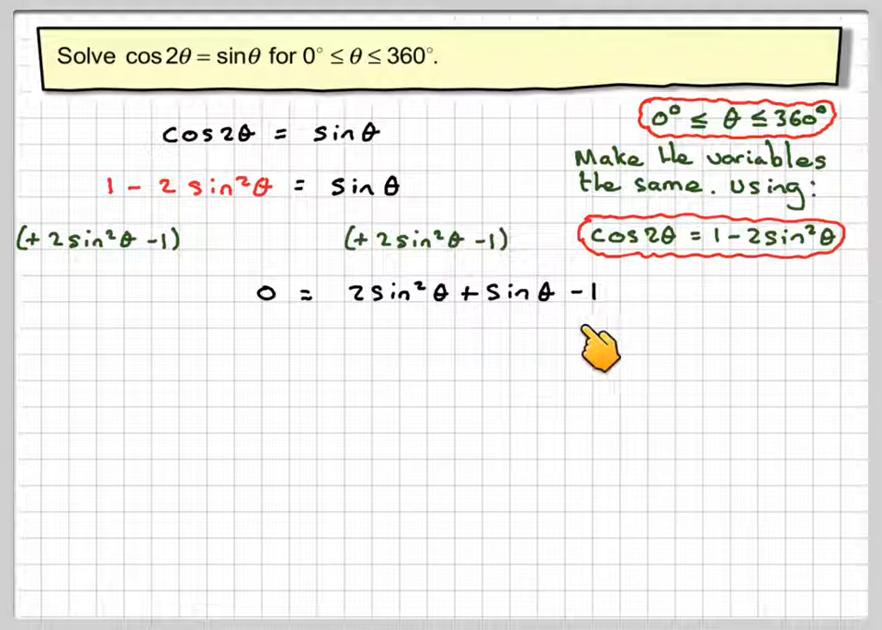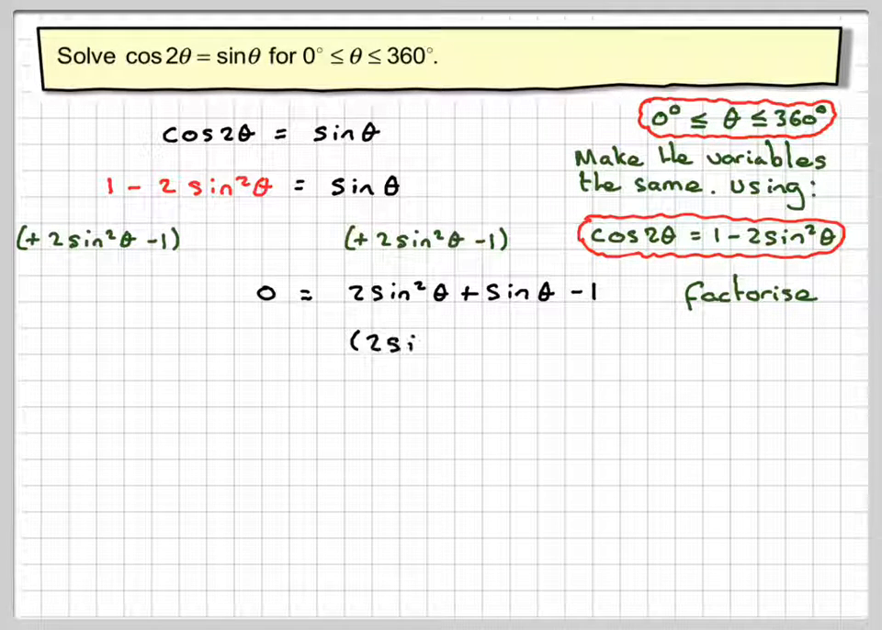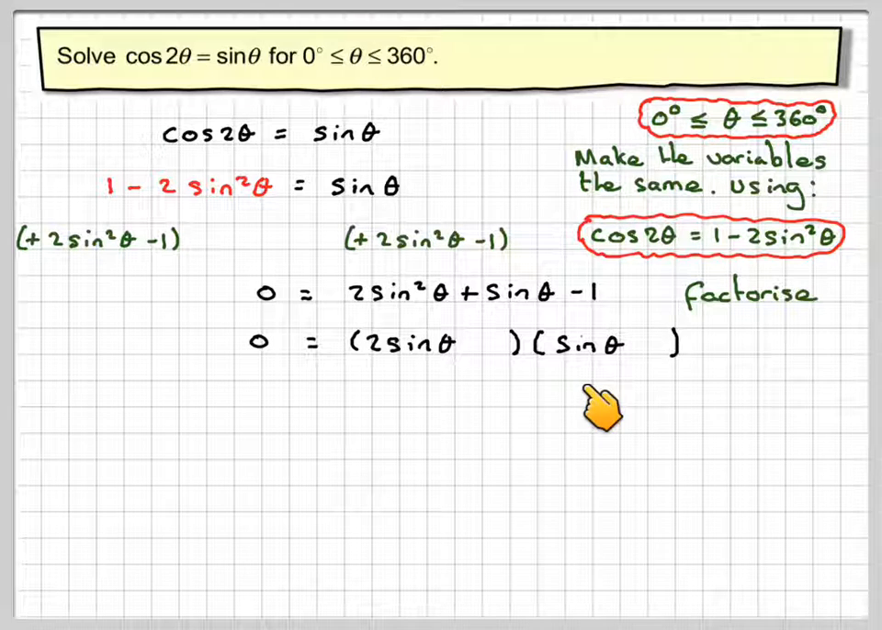Now hopefully this will factorise. If it doesn't factorise, then the next procedure would be to use the quadratic formula. However, it does factorise. So we've got 2 sine theta, we only want 1, so we're going to have 1 and 1. This one will have to be plus, so that will give me 2 sine theta minus sine theta. So plus 1 minus 1.